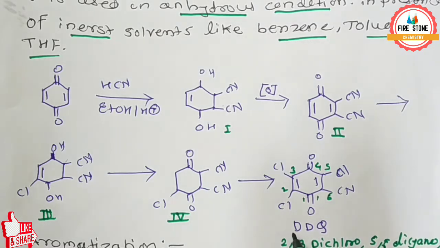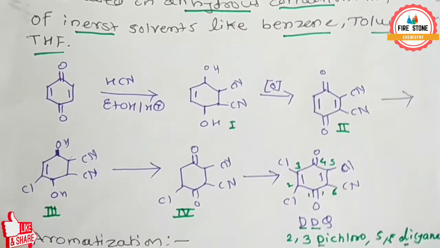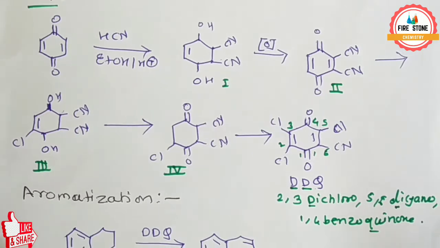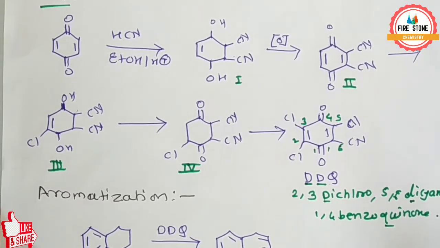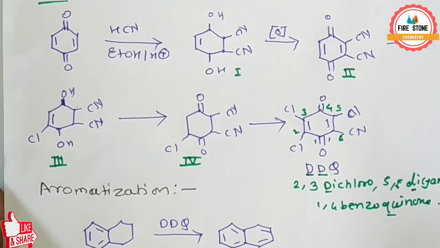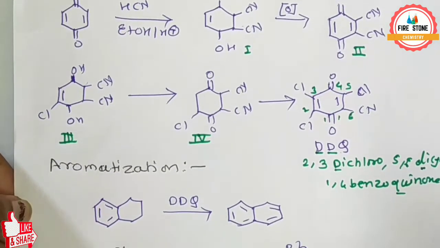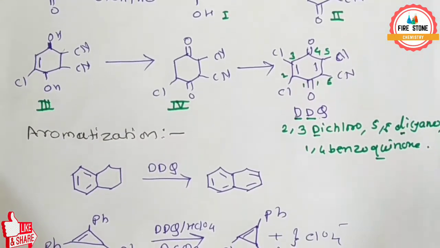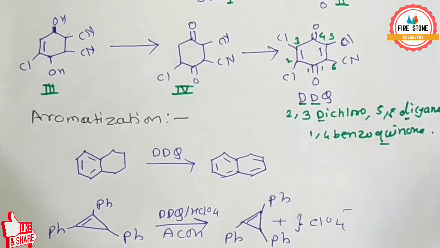So the name comes from D, that is dichloro, D, that is dicyano, and Q, that is quinone. So the name is DDQ, which is used as a dehydrogenating reagent, and compounds which are difficult to dehydrogenate can be easily dehydrogenated by using DDQ. So this was the preparation of DDQ. Now we see the examples of the DDQ reagent.